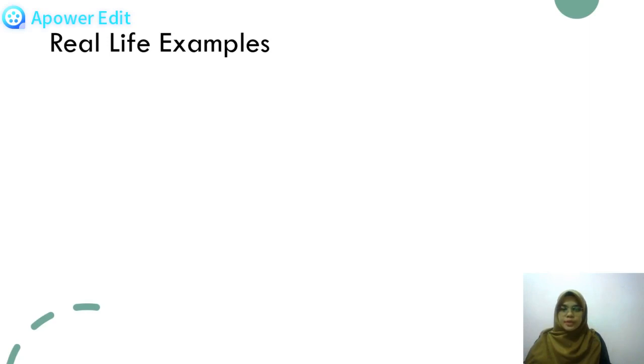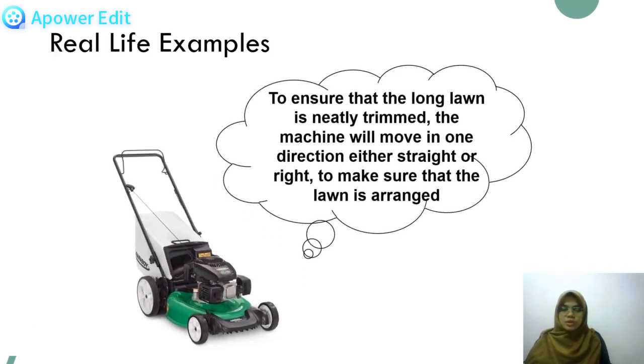Assalamualaikum, my name is Noatika, and this is the real life example. The example that we can give is the grass cutting machine. To ensure that the long lawn is neatly trimmed, the machine will move either straight or right to make sure that the lawn is cut in an orderly way.